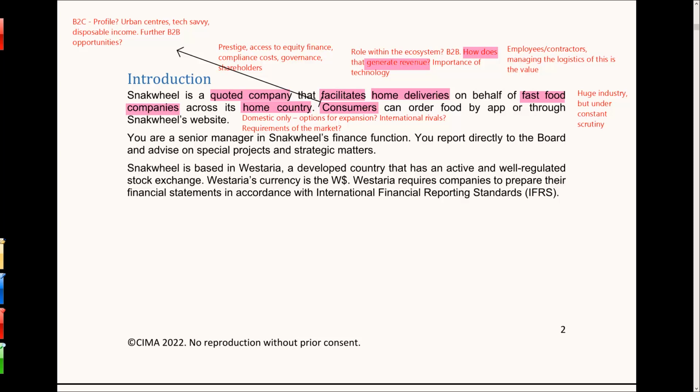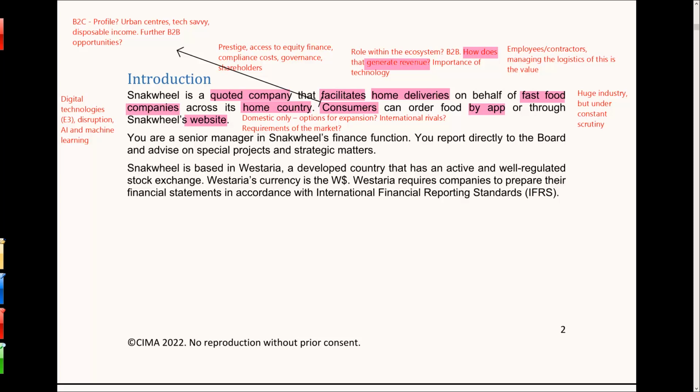Okay, and these end consumers, they can order the food either by app, as I said, through their smartphone, or through the website, through Snakwheel's website. So of course, digital technologies are going to be very important here.